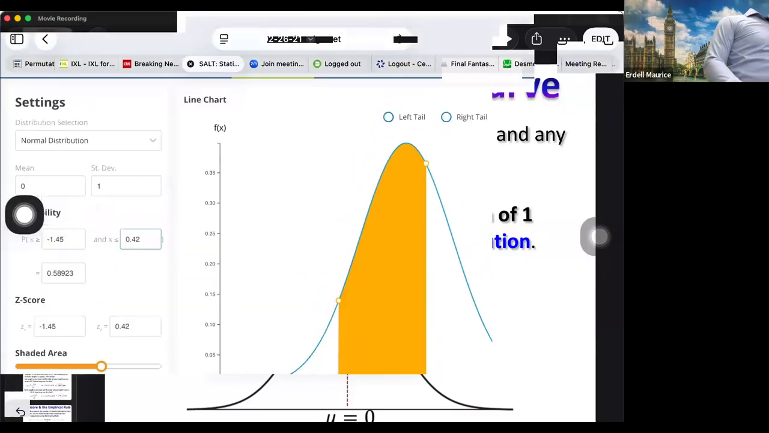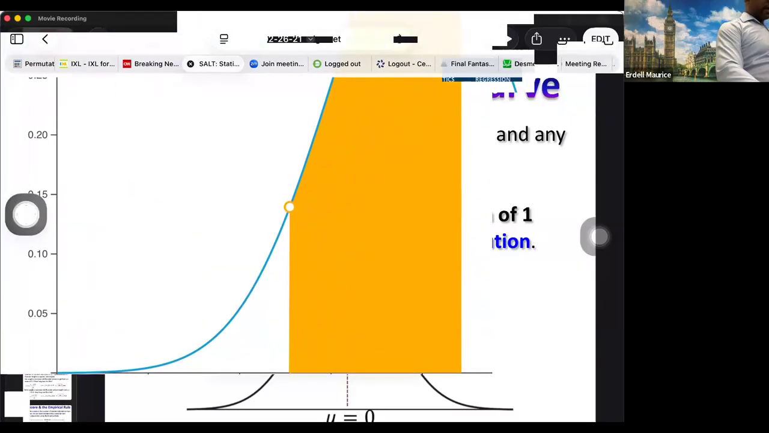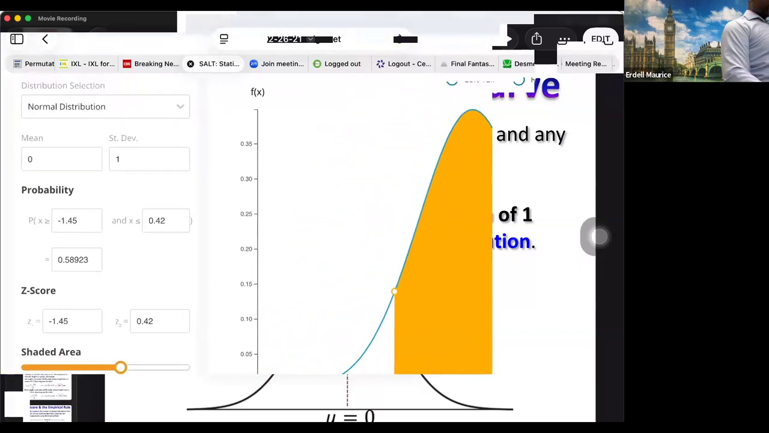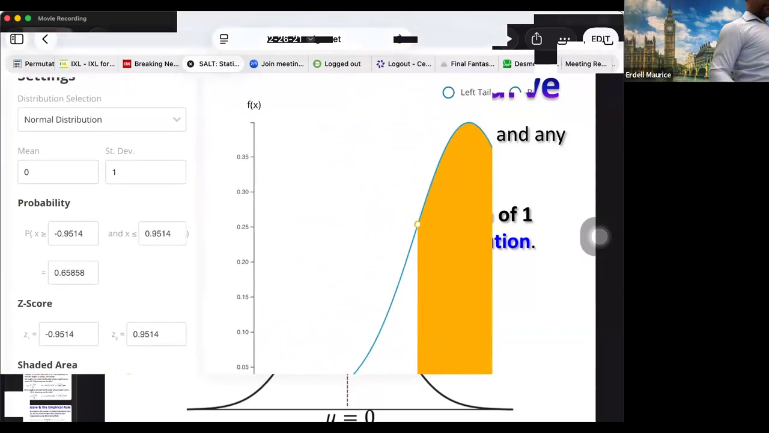You can verify this if you go over here to the picture right here. Again, see right here, this is negative 1.45, and over here, this is 0.42. And that's the area that they shaded inside the curve. Questions there? By the way, when you switch to a between, like so, it gives you the z-scores as well. It gives you two z-scores, not one, because you have two numbers. It's just being nice to you.